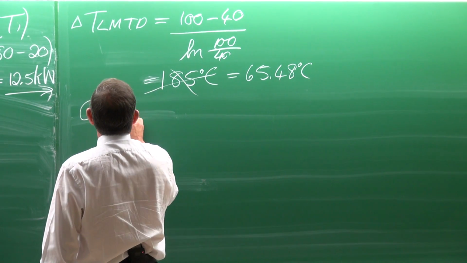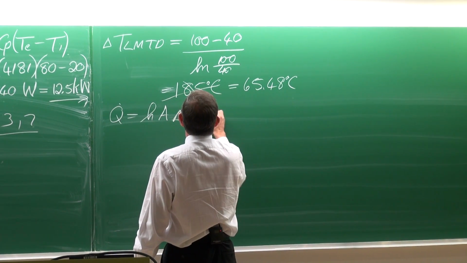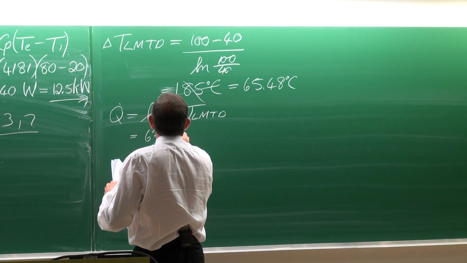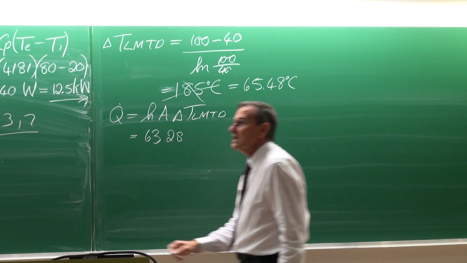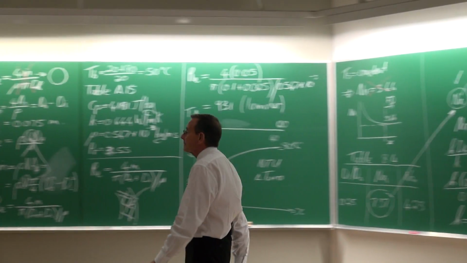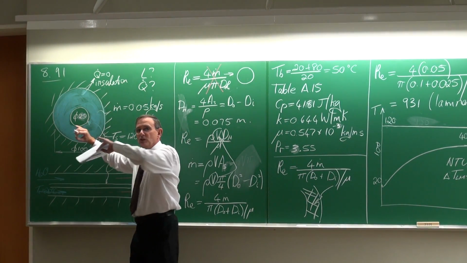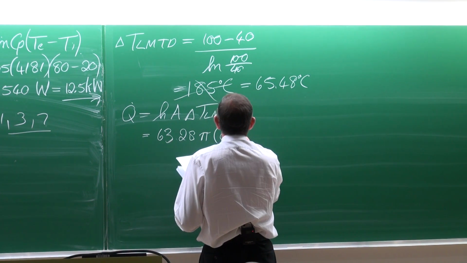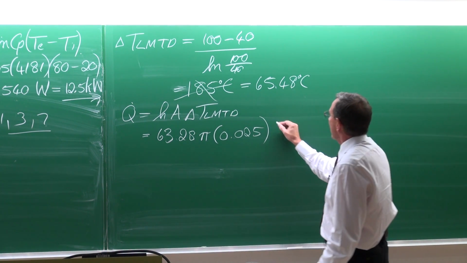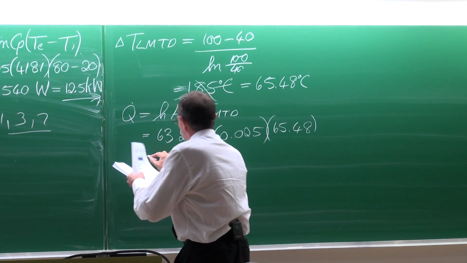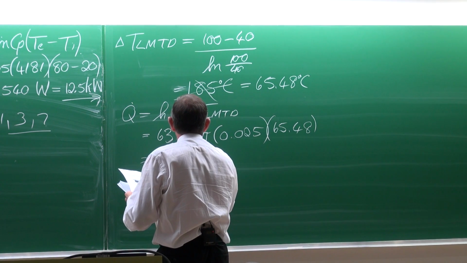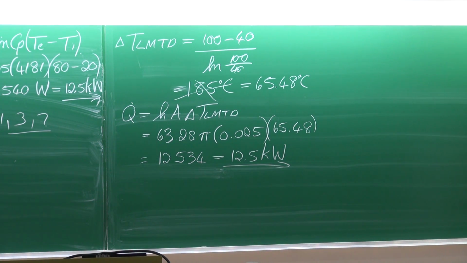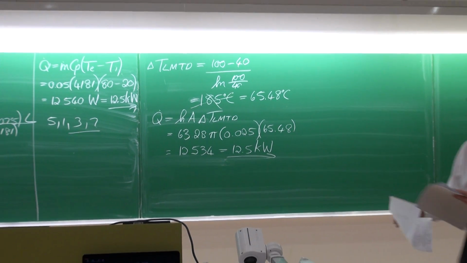Now we can go and check. The heat transfer rate is equal to the heat transfer coefficient multiplied by the surface area of the heat transfer multiplied by the delta T, the LMTD. The heat transfer coefficient is 63.28. The surface area over which the heat transfer occurs is this area here, so it's the perimeter multiplied by the length. So it is equal to pi multiplied by 0.025, multiplied by the LMTD, 65.48. And fortunately, the answer works out as 12,534 watts, which is 13 kilowatts, or if you really want to be accurate, 12.5 kilowatts. Okay.